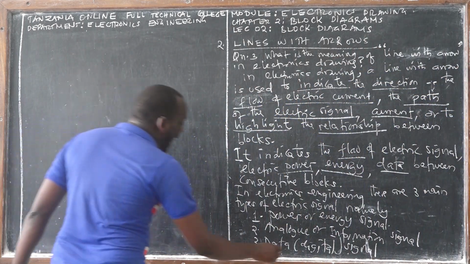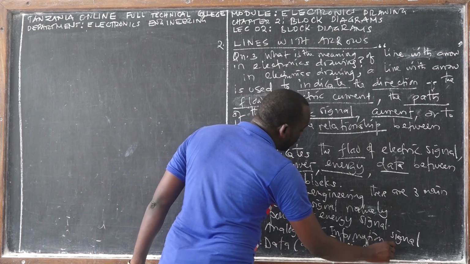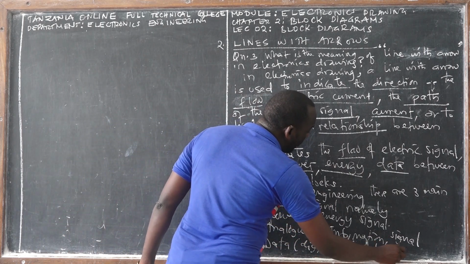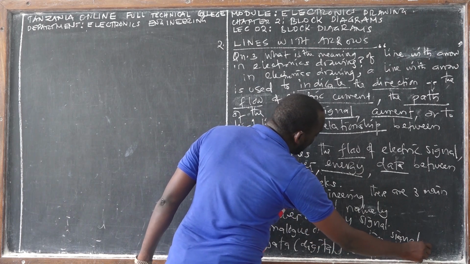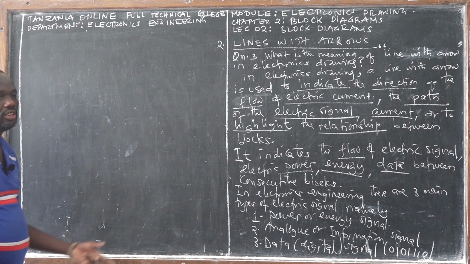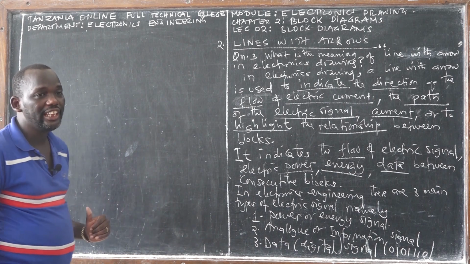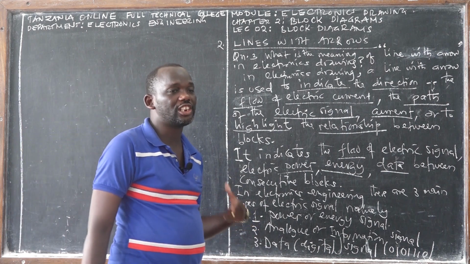So when you talk about a data or digital signal, this is a signal in terms of binary numbers: 0, 0, 1, 0, 1, 1, 1, maybe 0, etc. So it's digital information. When we talk about an analog signal, this is the signal which is varying in magnitude with respect to time.